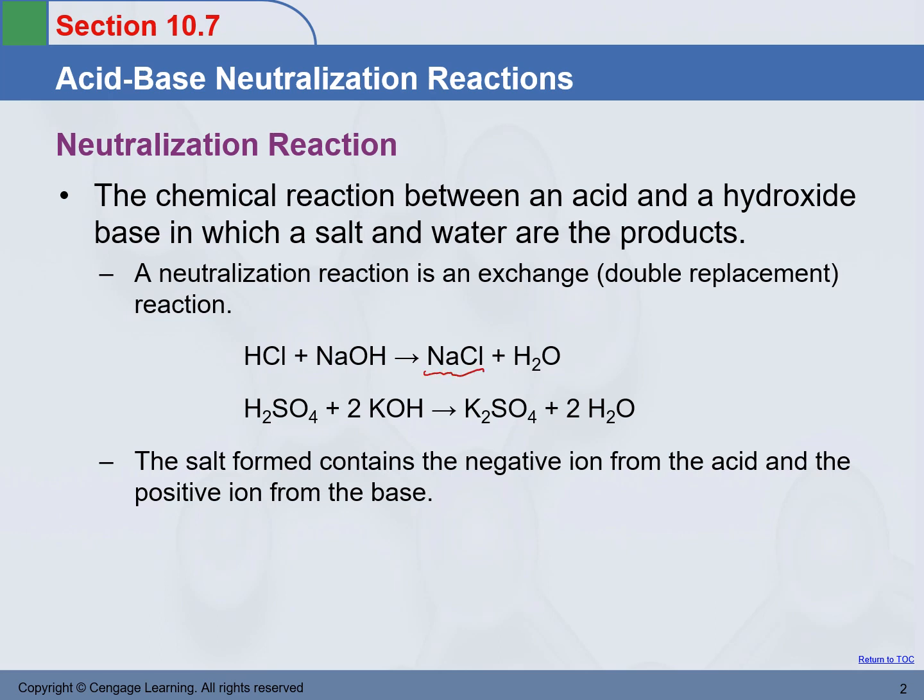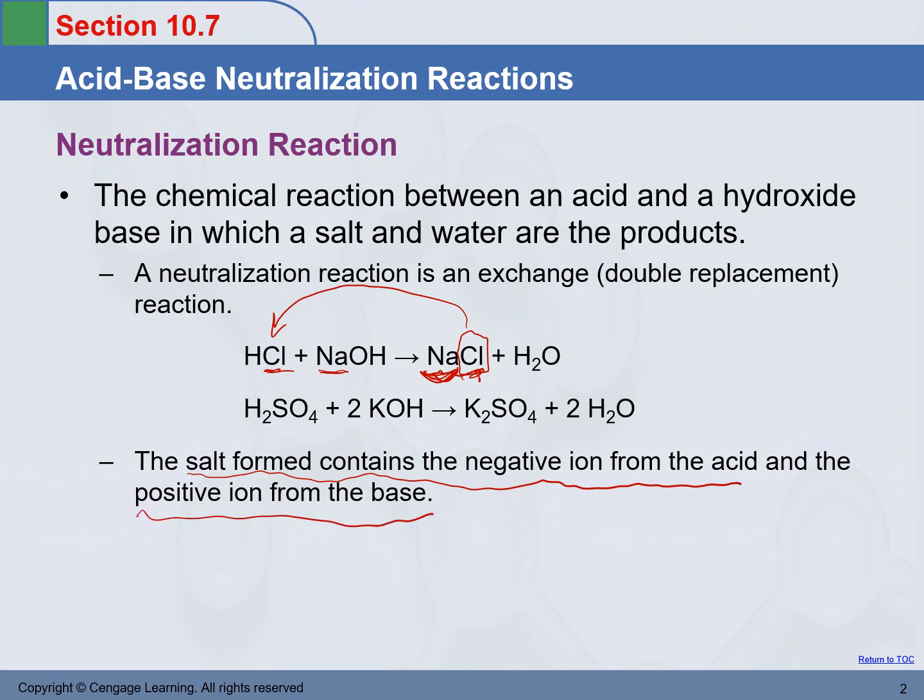In the salt product, the positive ion actually is from the base, sodium hydroxide. Makes sense. The negative ion comes from the acid. After donating the proton, the leftover is a negative ion which is in the salt. So the salt formed contains the negative ion from the acid and the positive ion from the base.